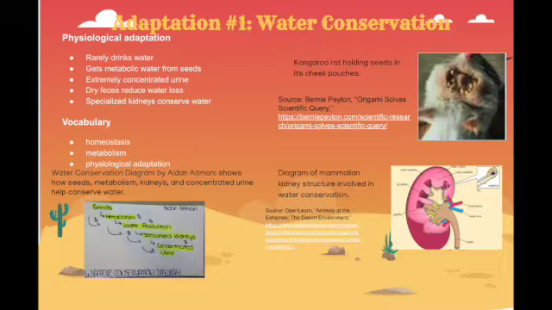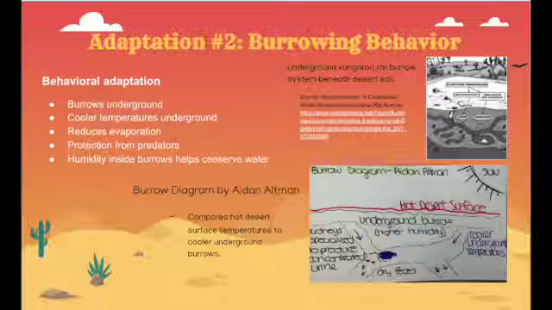I also created the water conservation diagram at the bottom of the slide. My diagram shows how seeds are converted into metabolic water and how specialized kidneys help conserve that water inside the body. This adaptation increases survival because organisms that conserve water more efficiently are more likely to survive in the desert ecosystem. Merriam's kangaroo rat spends most of the day underground in burrows to avoid overheating and dehydration.